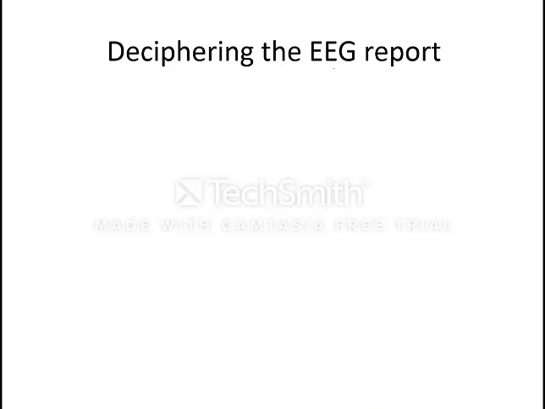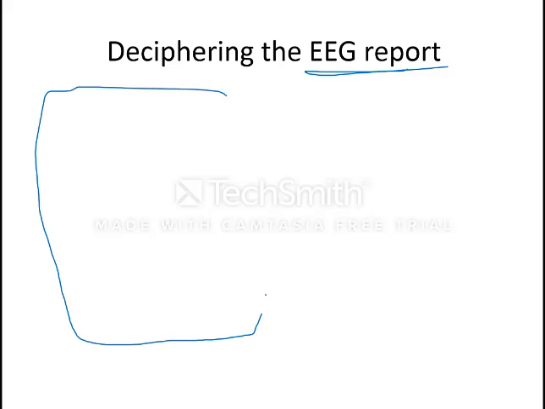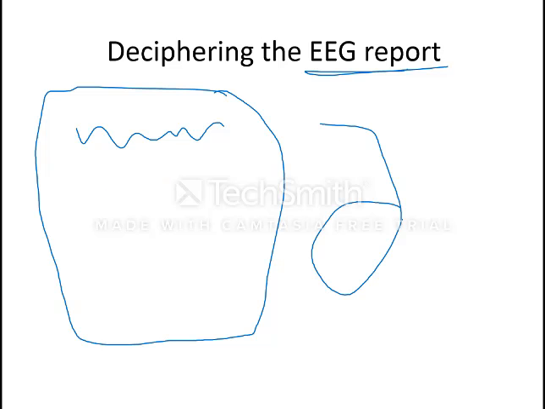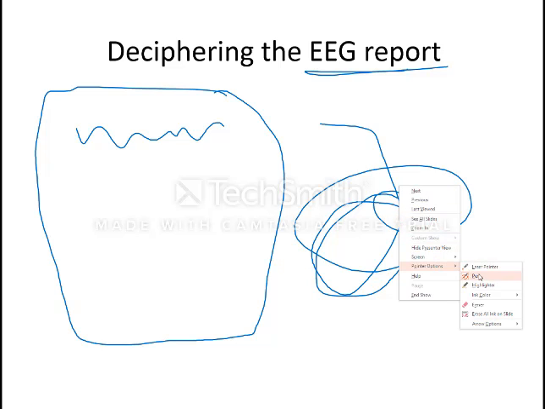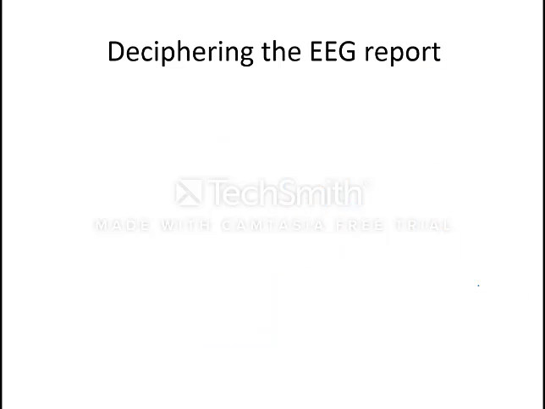So let's break down what the EEG report means. Sometimes it can be very, very confusing. You see this big, long, complicated amount of text with all these strange words like alpha rhythm, delta rhythm, different frequencies. What does this mean? Well, I think it's easy to just break down the important things that you can see.